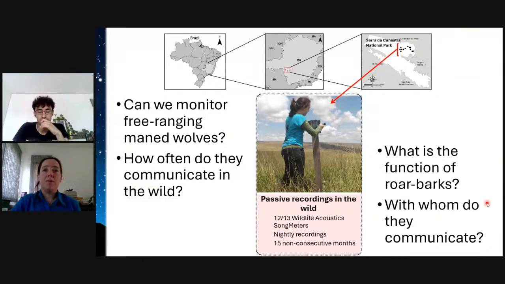So now we go to the wild. We conducted our research in the Serra da Canastra National Park in Minas Gerais state. And we wanted to answer the questions of whether we could monitor free-ranging maned wolves through their sounds, how often they communicate in the wild, what is the function of roar bark, and especially with whom they are communicating.